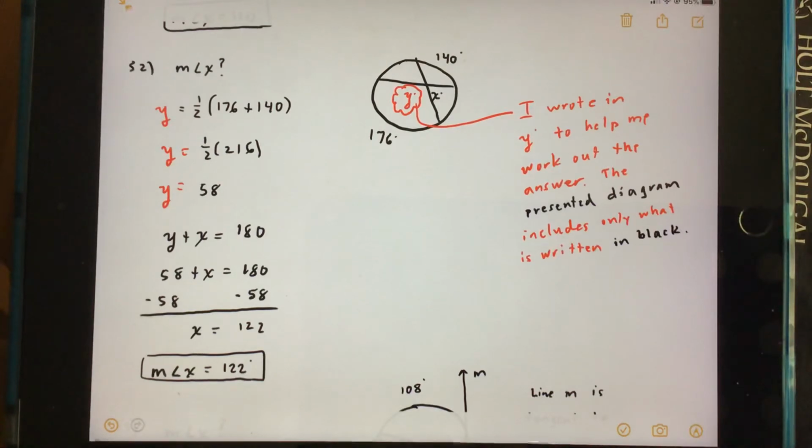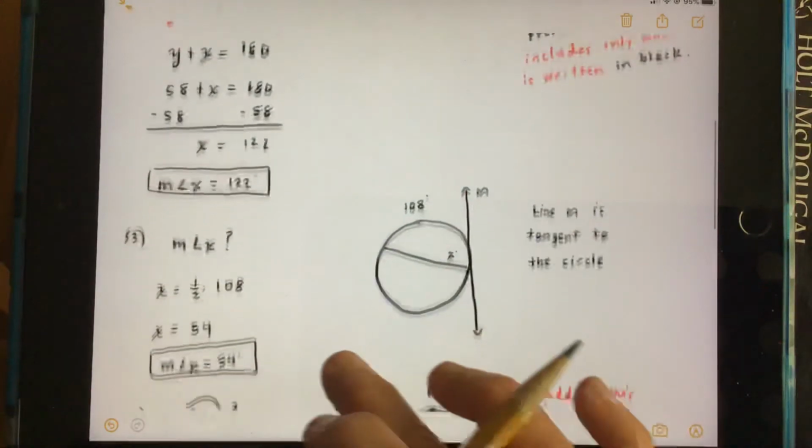Clearly this is not drawn to scale, so we're going to trust the information that's provided in terms of the degree angle measurements, but these diagrams are not necessarily drawn to scale.